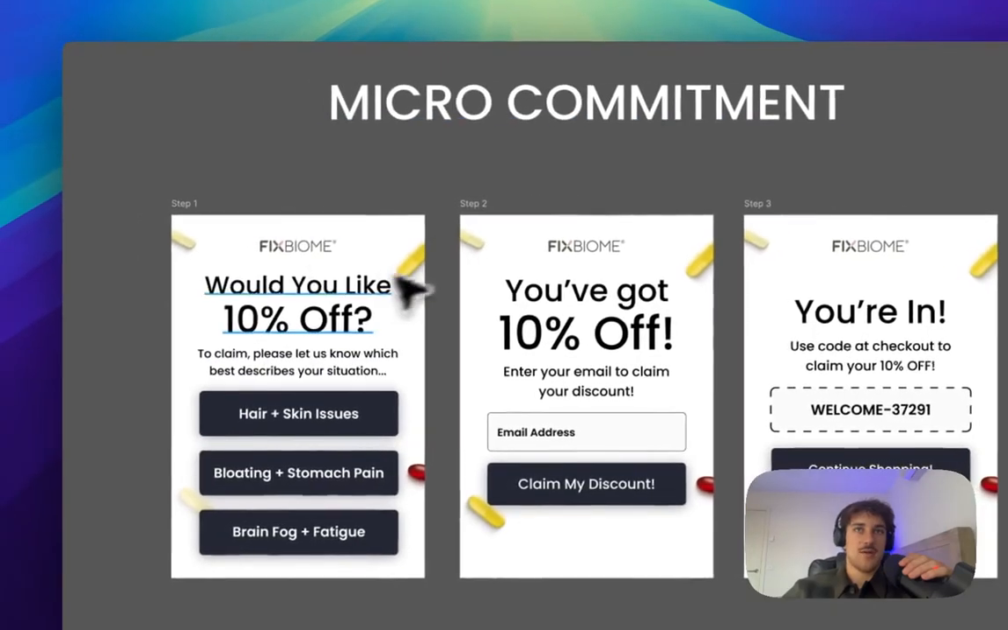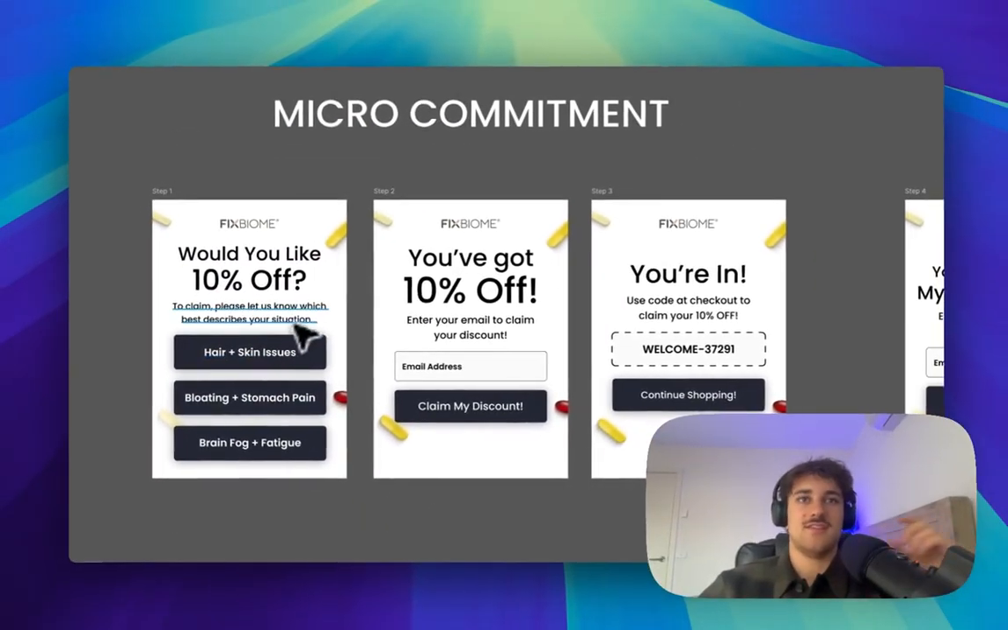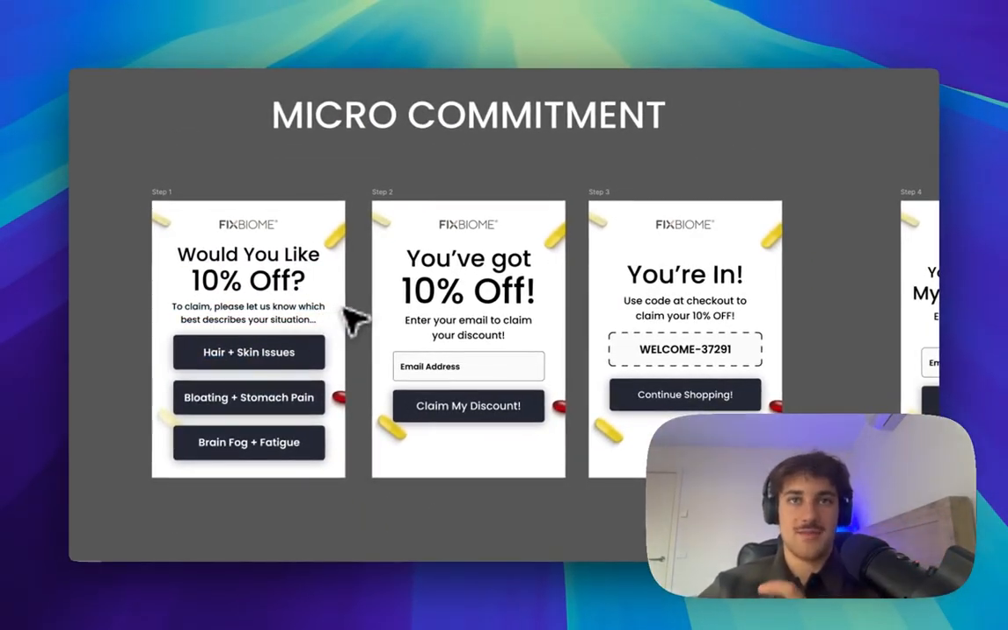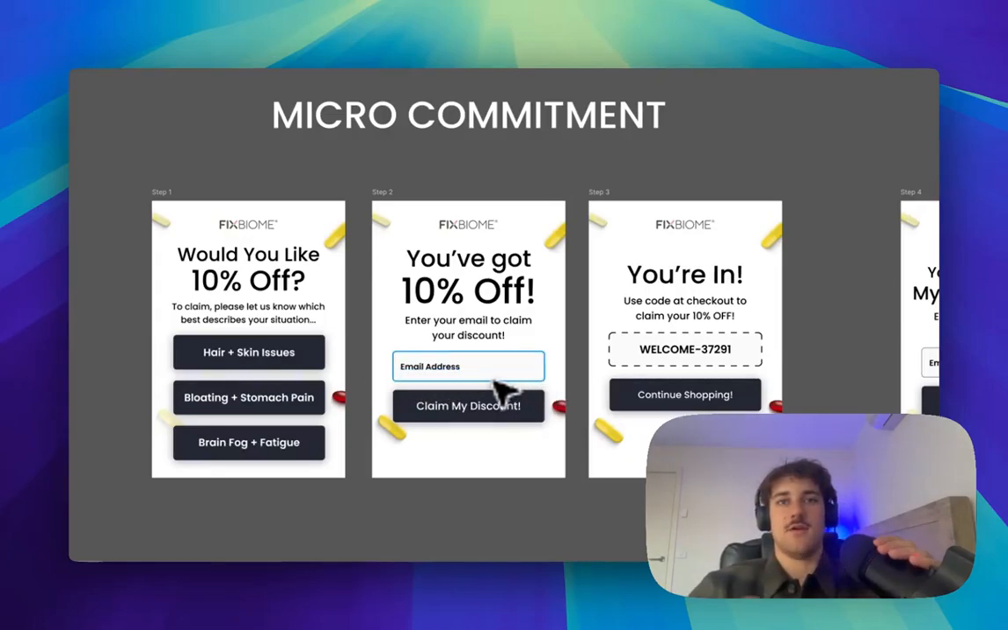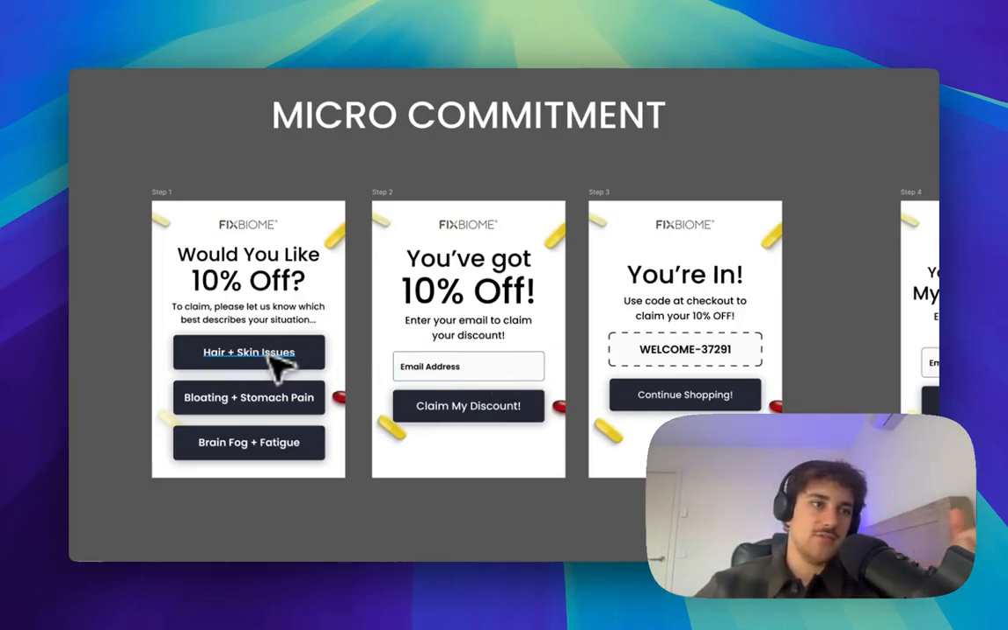So obviously step one of the micro commitment, the whole goal here is to get them to micro commit into opting into the pop-up. So when they click a button here, they've micro committed into step two, and they're much more likely to actually give you their email address because they're further down the journey here. If you're asking them to give the email on the first page, they're less likely to do that because it's the beginning of the journey. And once someone starts something, they're much more likely to finish it.